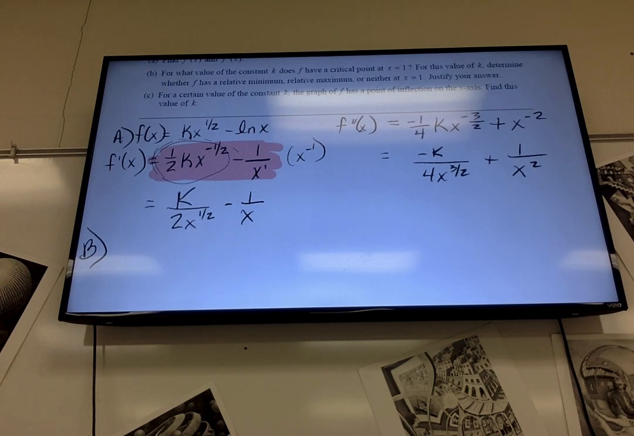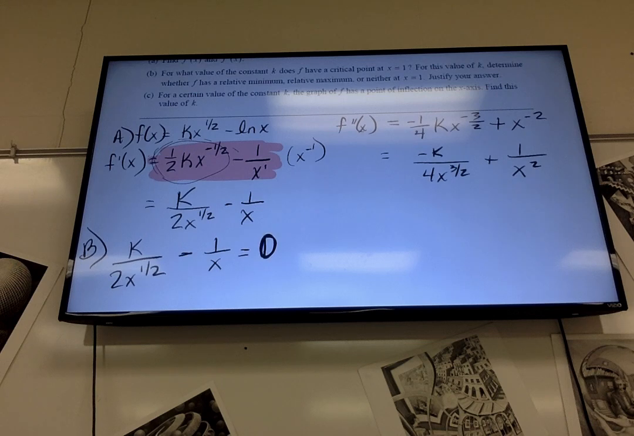You put it at 0. Yes, you put it to 0 to be a critical value. What do I put to 0? F prime. So I have k over 2x to the 1/2 minus 1 over x equals 0.